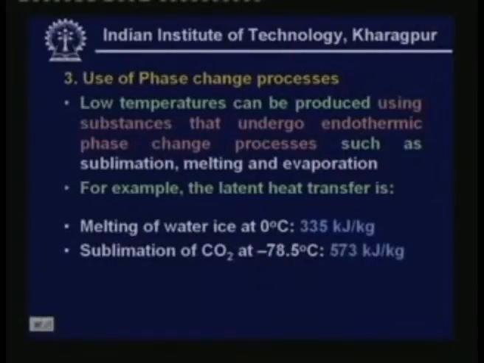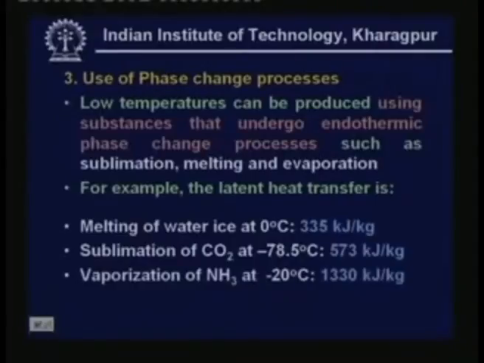The second example is sublimation of carbon dioxide at minus 78.5 degrees centigrade. When dry ice or solid carbon dioxide sublimates at this temperature, 573 kilojoules of heat is transferred per kg of solid carbon dioxide sublimated. And the last example is vaporization of ammonia at minus 20 degrees centigrade. That means when liquid ammonia vaporizes into gas at minus 20 degrees centigrade, 1330 kilojoules of heat is transferred per kg of ammonia vaporized. So these are typical examples and typical temperatures.